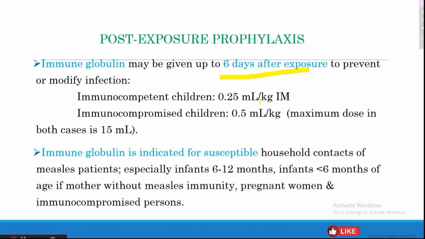Who are these susceptible household contacts? They include infants 6 to 12 months of age, infants less than 6 months of age if the mother is without measles immunity, then also if the mother is pregnant, and finally immune compromised individuals. They should be given this post-exposure prophylaxis.